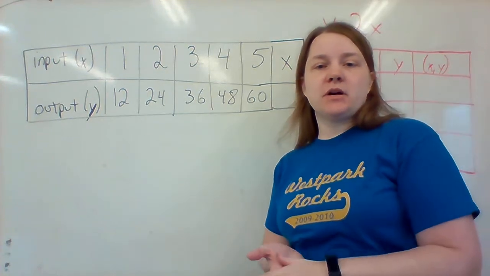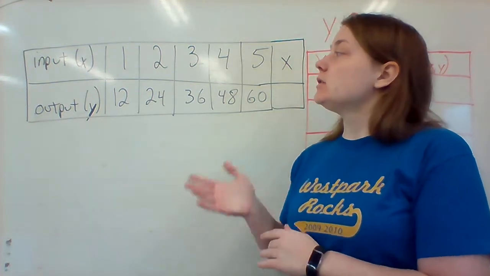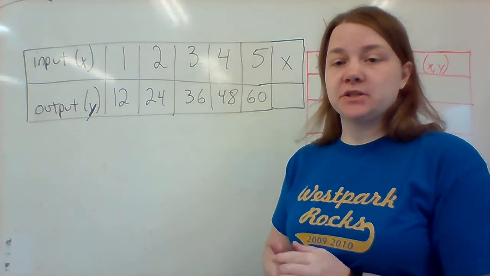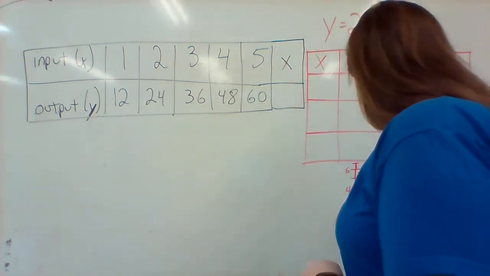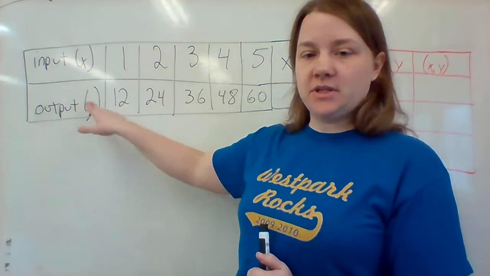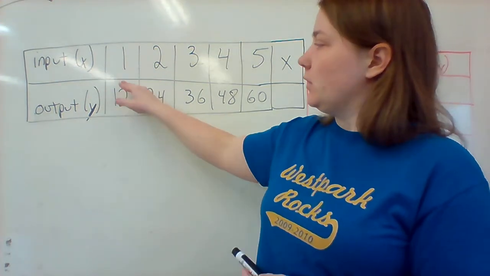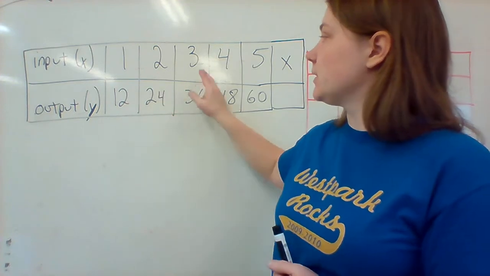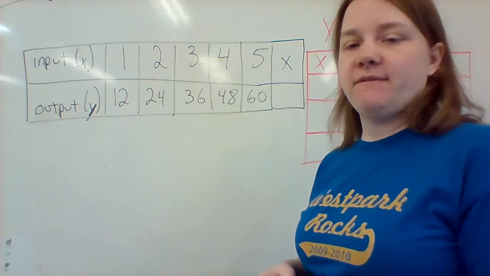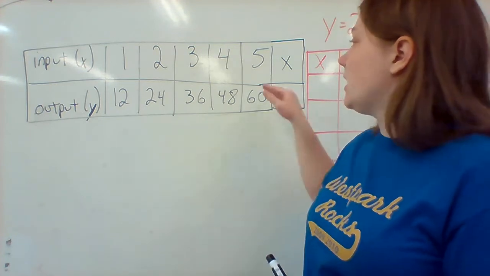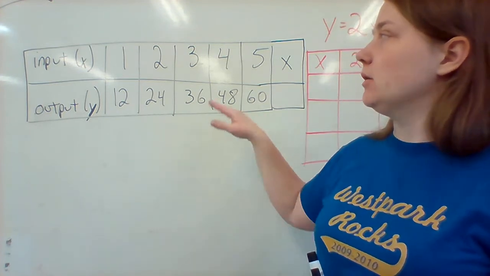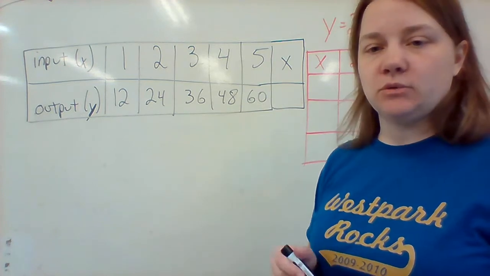This video is going to talk about writing equations to express functions. So, for example, if we look at this function table, we have the inputs and the outputs: 1, 12; 2, 24; 3, 36; 4, 48; 5, 60. We need to figure out what's going on and what the formula is to go from x to y.